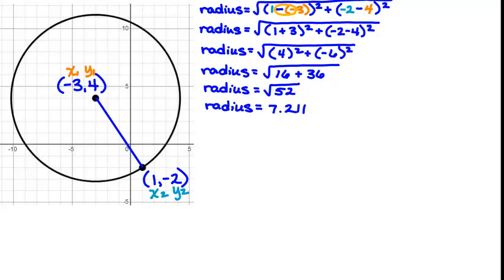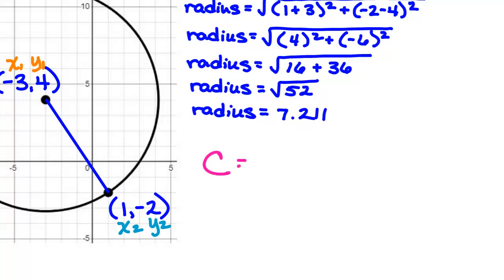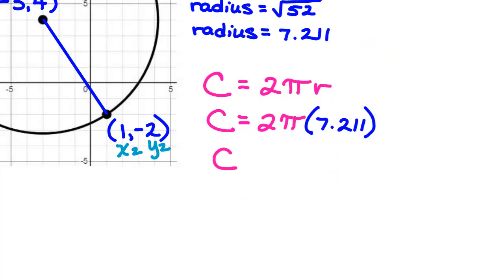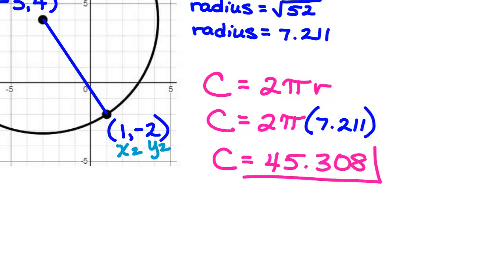Then we come in and circumference is 2 pi r. So circumference is 2 pi times 7.211. What is 2 pi times 7.211? 45.308 for our circumference.